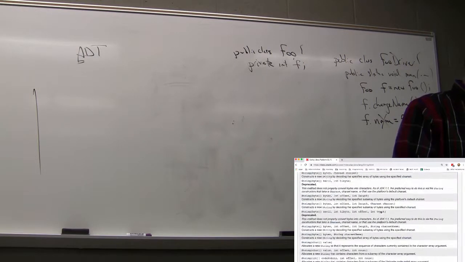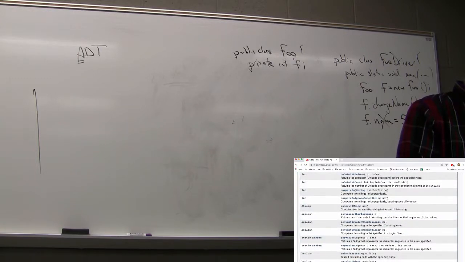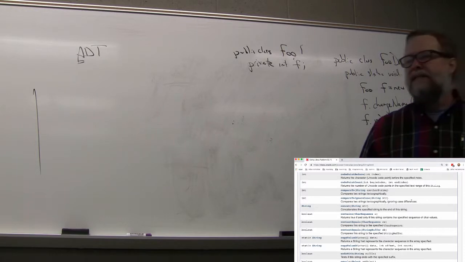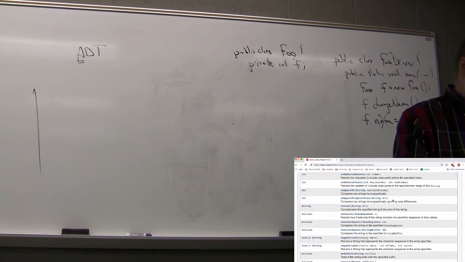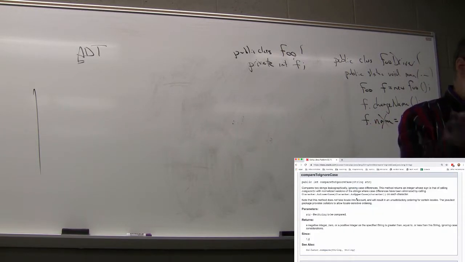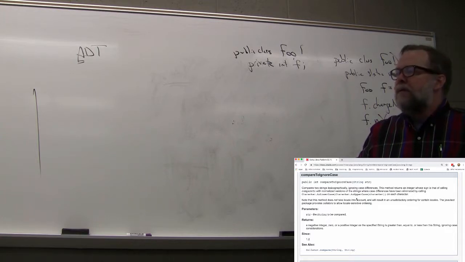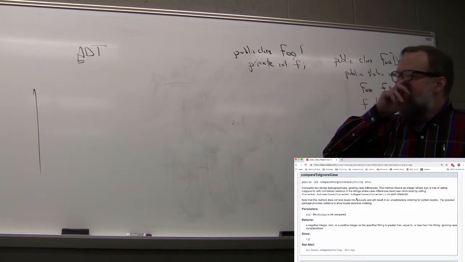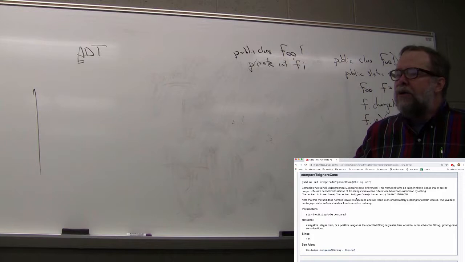So as long as these methods, like compare to ignore case, as long as it does these, it still does the same thing. It compares to string lexicographically, ignoring case differences. As long as it has the same behavior, and I get more detail about it if I click on this, it'll tell me a lot more detail about what it does, right? As long as it maintains that behavior, I can change the underlying code in whatever way I want.